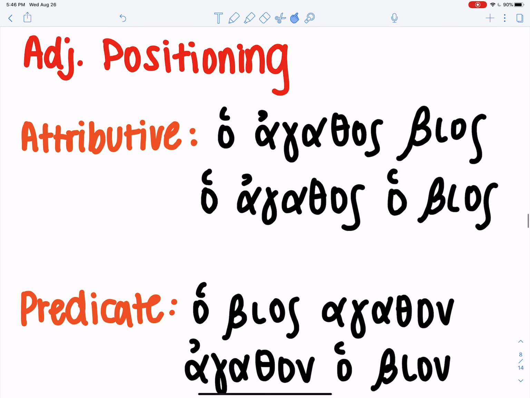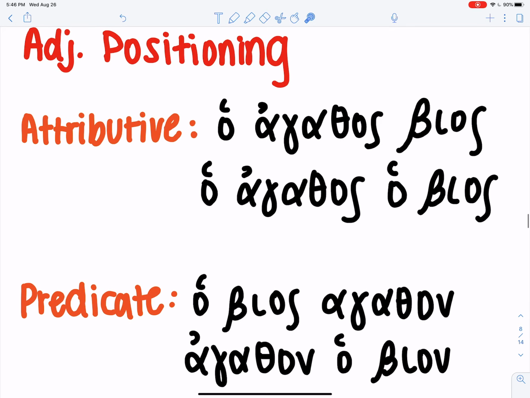Now, when you first hear adjective positioning, you're probably like, what in the world? I have never even heard or thought about the way that you position adjectives. I was thinking the same thing too. But in Greek, there are two positions. So your adjective can either be in attributive position or predicate position.